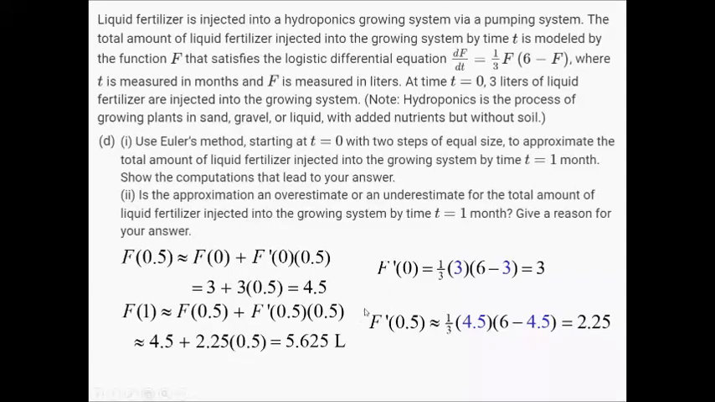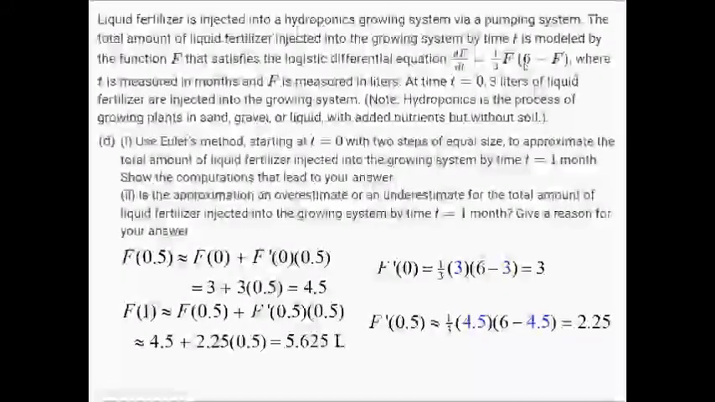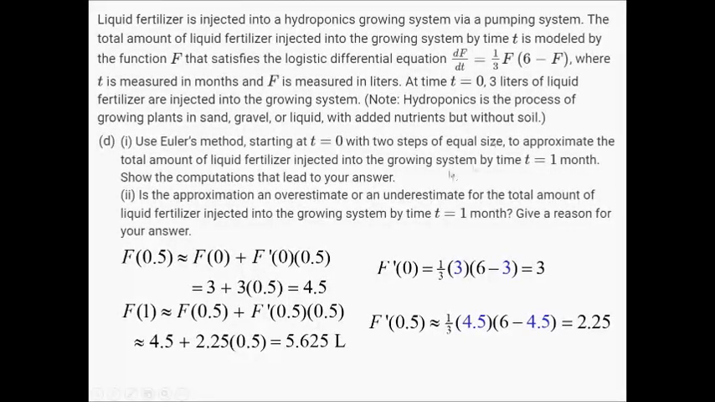The key on this is just remembering with logistic functions that you have that point of inflection at half the carrying capacity. And just remember back a little bit, our carrying capacity was this 6 that we picked out of our differential equation. Half of that was 3. So at f equals 3, your graph is changing from concave up to concave down. It starts to slow down at f equals 3. So what time do we hit that at? Well, here's another key. They said that at time 0, 3 liters of liquid fertilizer injected into the system. So that half the carrying capacity, that point of inflection, happens at time 0.